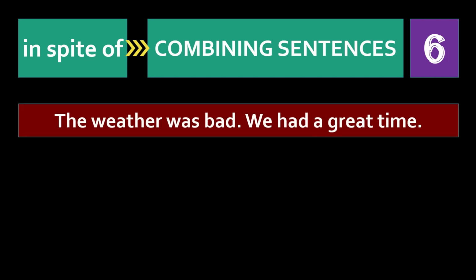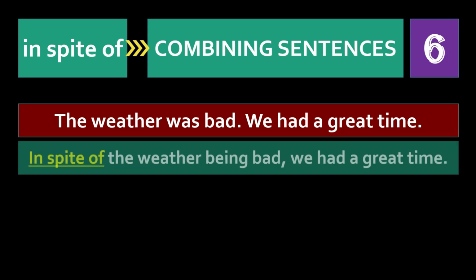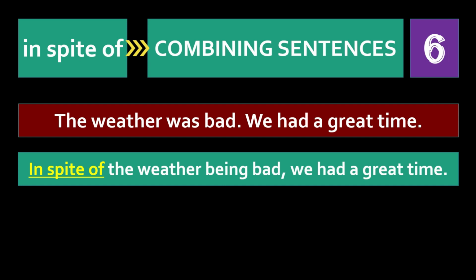The weather was bad, we had a great time. Look at this here. In spite of the weather being bad, we had a great time. See here. Here in the first sentence, the weather is the subject. In the second sentence, we is the subject. Because we have two different subjects, we have to mention the first subject here. In spite of the weather being bad.